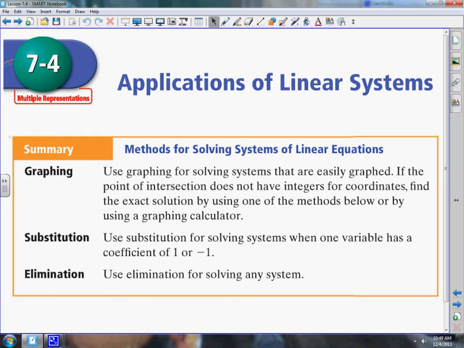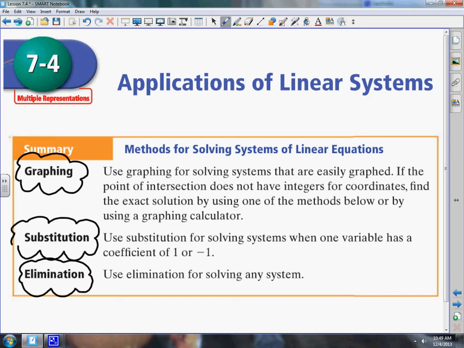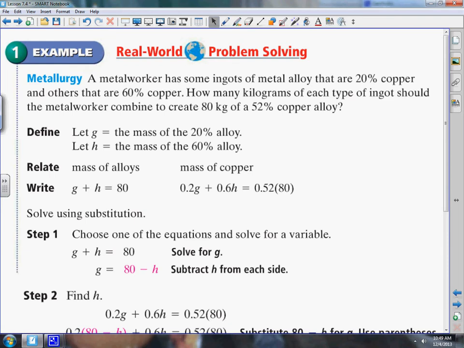So we have done 3 different ways for solving linear systems. We have graphed them and found where they intersect. We have used substitution. And we have done elimination. So you should be using those 3 when you solve story problems. So here's the first one.